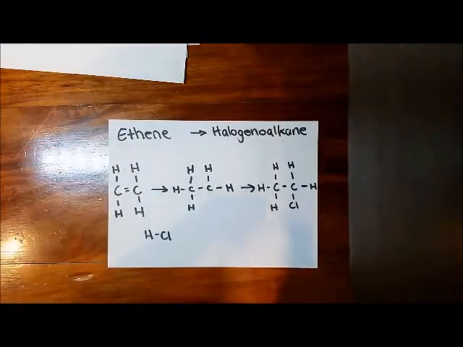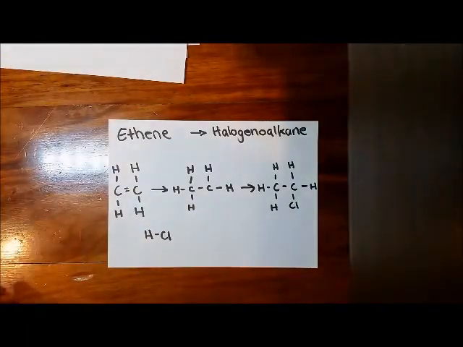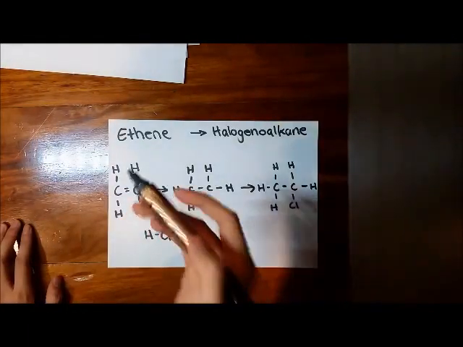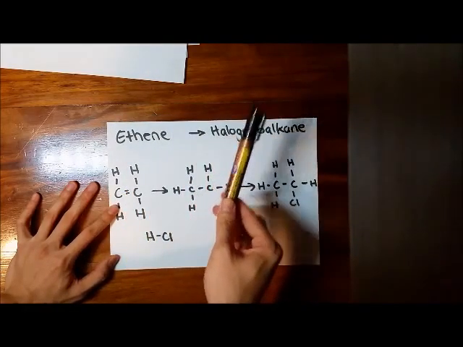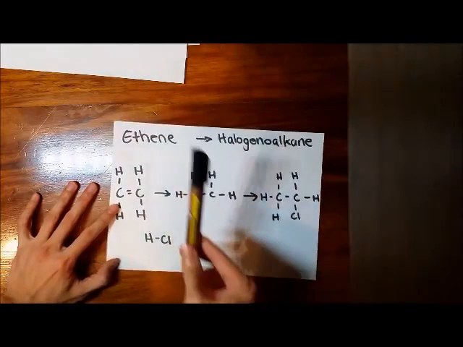However, that was looking from an alkane. We can now look from an alkene, and our alkene that we're going to be using is ethene, into a halogenoalkane.